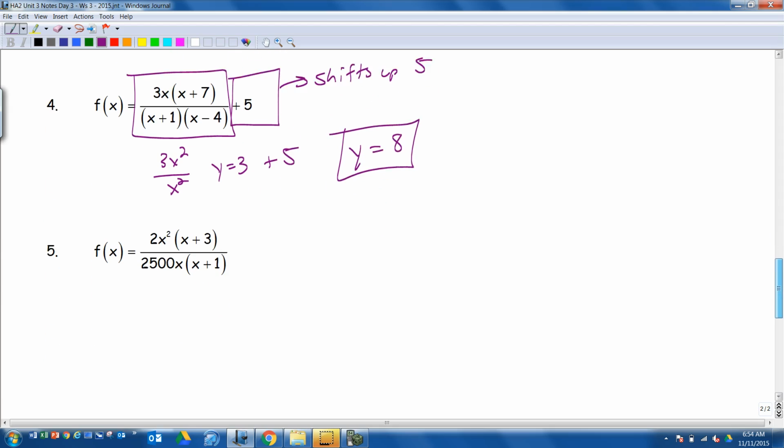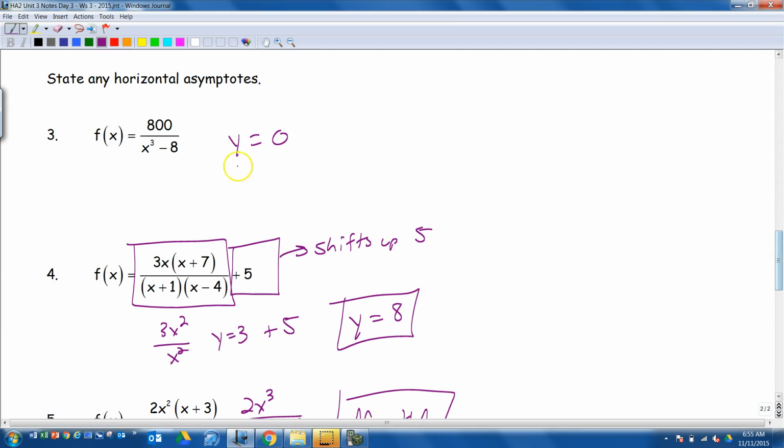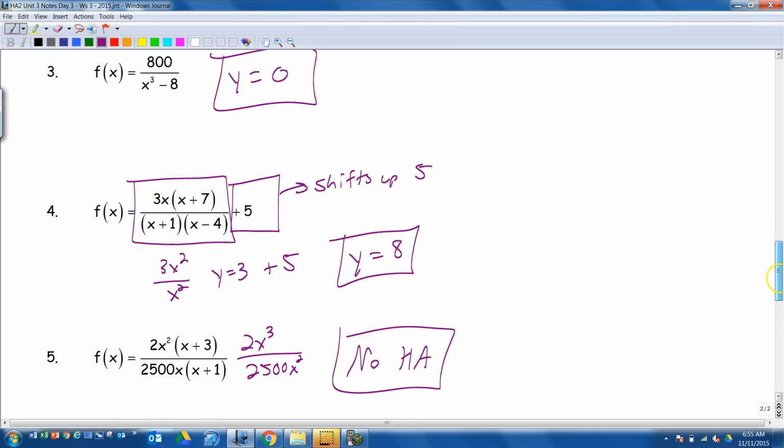night. And then finally, we have a 2x cubed on top and a 2500x squared. This one is top heavy. It's the first scenario. So we'd say that there is no horizontal asymptote. Okay, so that was just going through those rules one more time. And that is all.